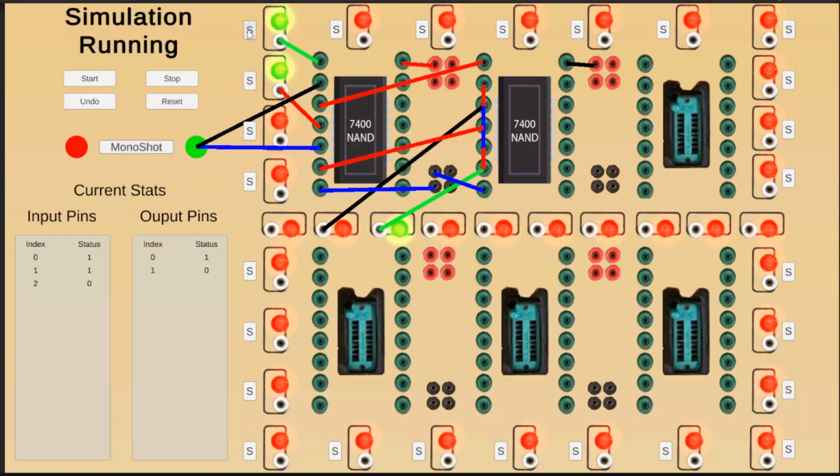Now state 1, 1 is forbidden in S and R. As you can see, Q is 0 and the complement of Q is also 0, which is obviously not the case. Hence this is a forbidden state because this has to be the complement of this second pin.